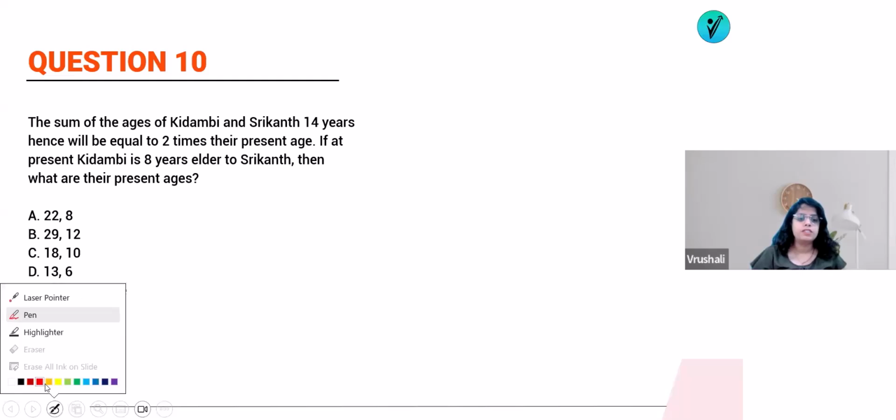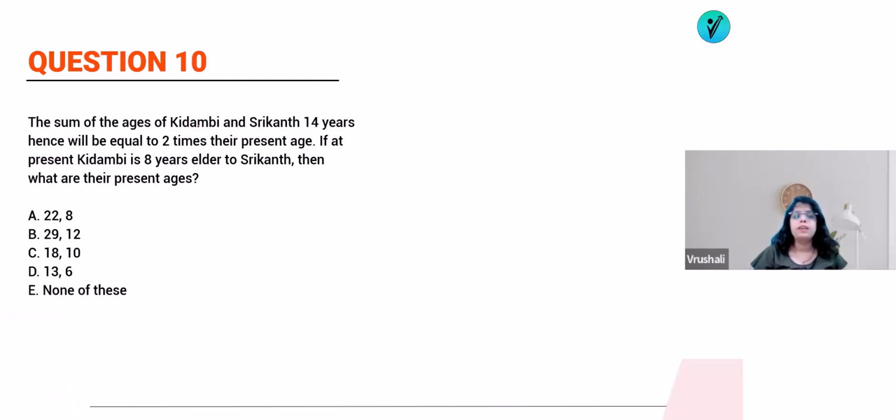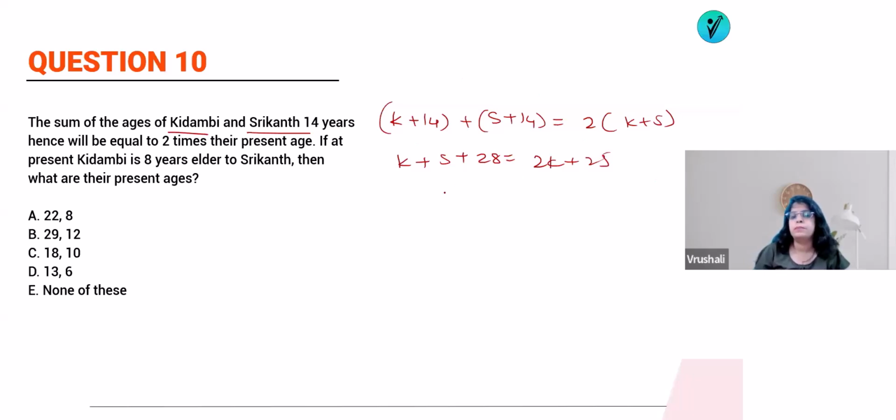So what are they saying in this question? The sum of the ages of Kadambi and Shrikant 14 years hence will be equal to 2 times their present age. So Kadambi plus 14 years hence, plus Shrikant plus 14 years hence, will be equal to 2 times their present age. So K plus S plus 28 is equal to 2K plus 2S. So 2K minus K will be K, 2S minus S is S, which is equal to 28. So their sum is equal to 28.